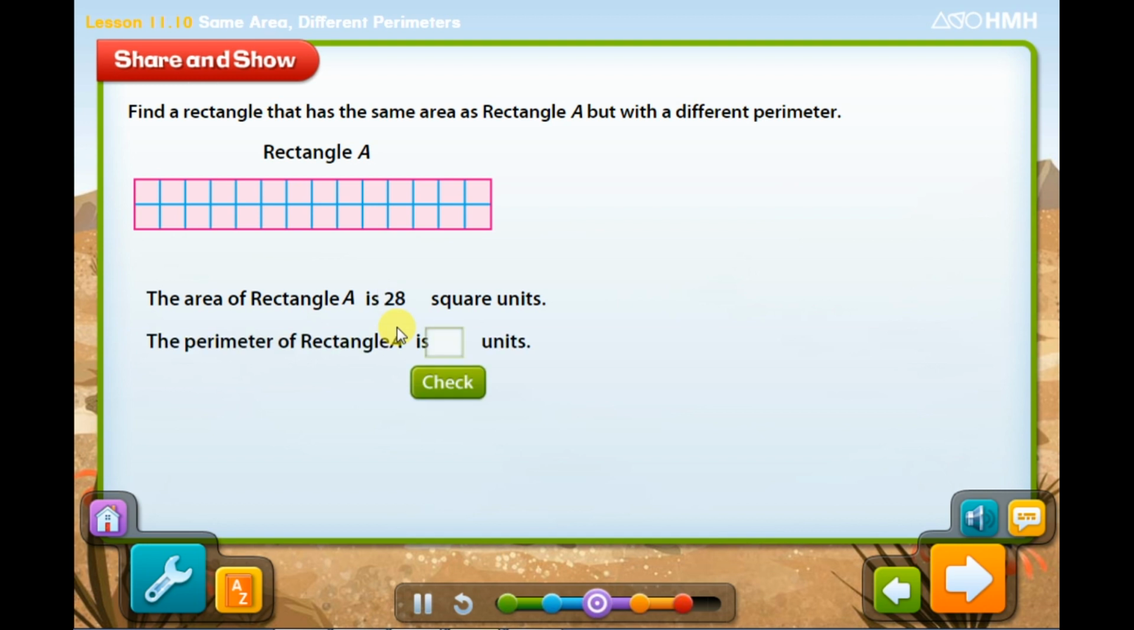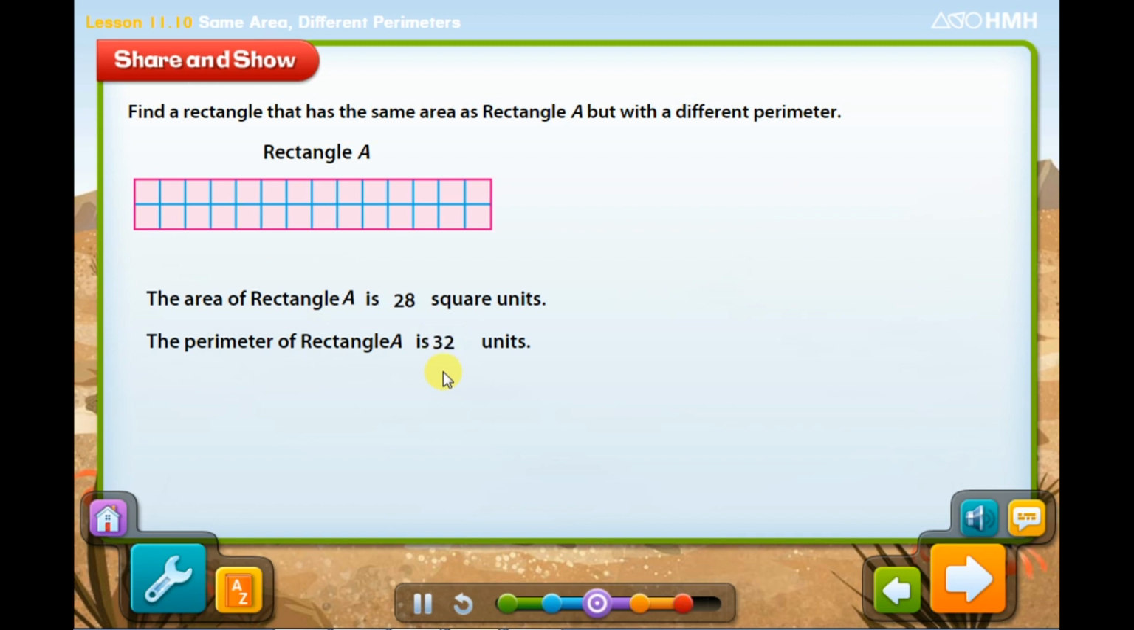What's the perimeter of rectangle A? Walk around the shape from outside. That will be 2 plus 14, that will be 16. 16 plus 2, that will be 18. 18 plus 14, that will be 32. Good job! The perimeter of rectangle A is 32 units.